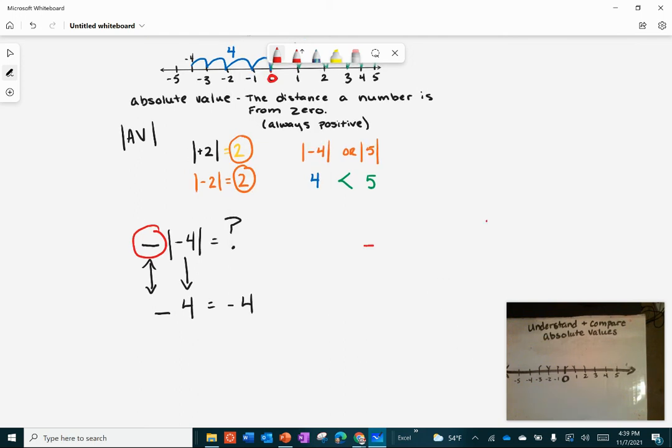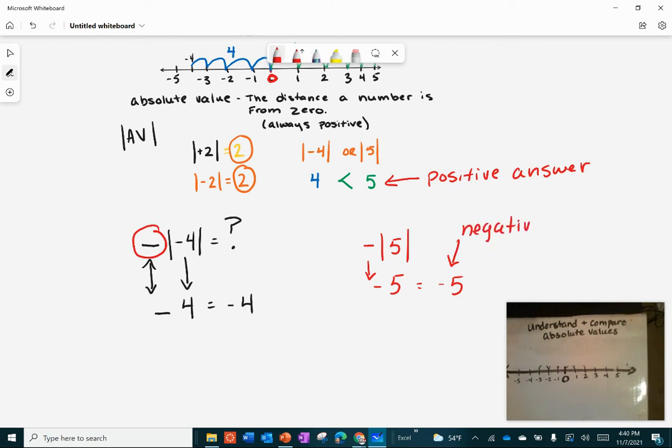If this were a positive, like negative the absolute value of 5, well, the absolute value of 5 is 5. Bring that negative down because it wants the negative version. So the negative absolute value of 5 is negative 5. That's the only time that you can have a negative as an answer to an absolute value question. Otherwise, in general, you're going to get only positive answers. And that is because of that sign.